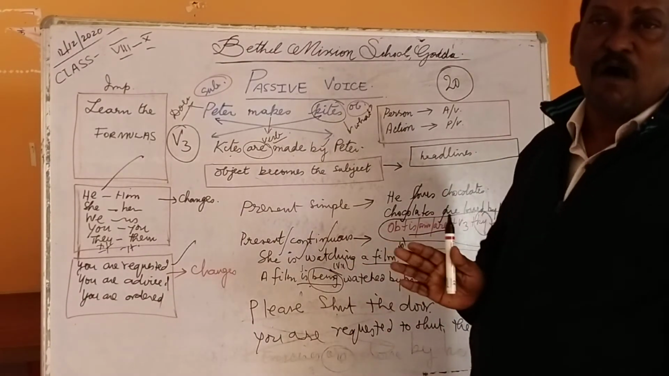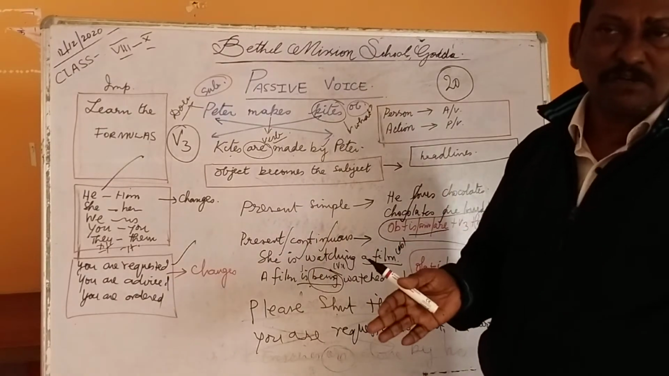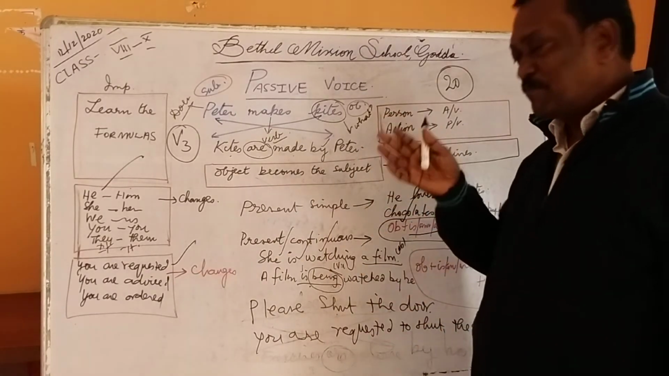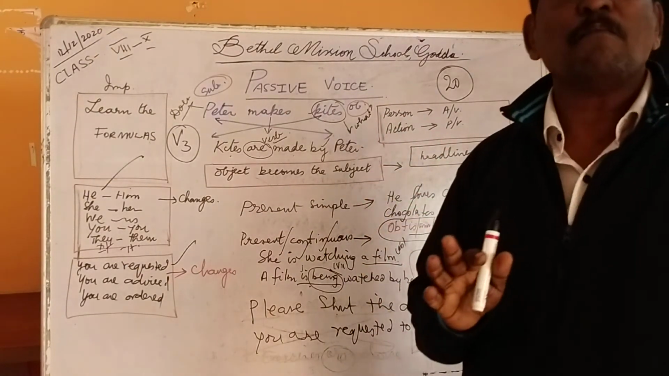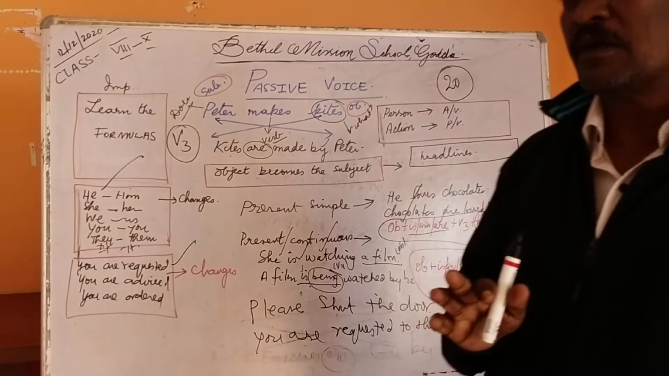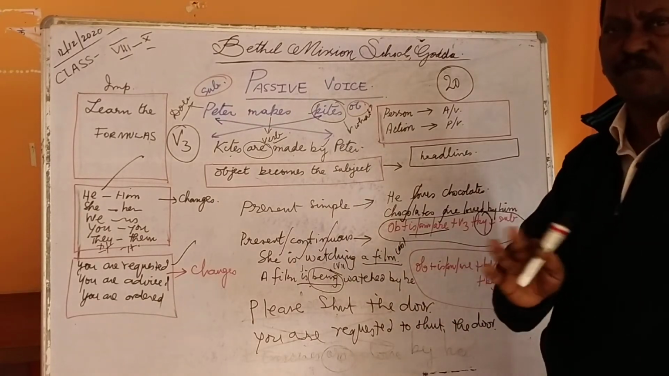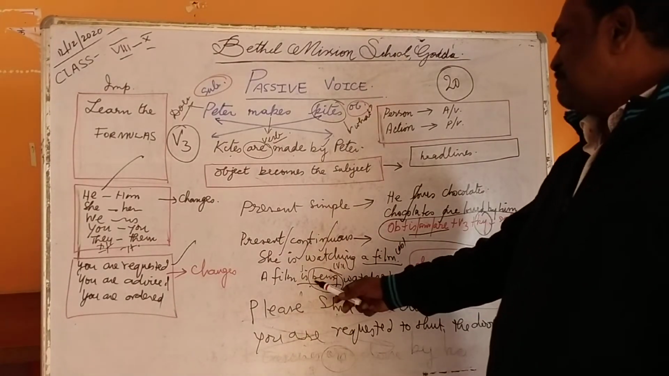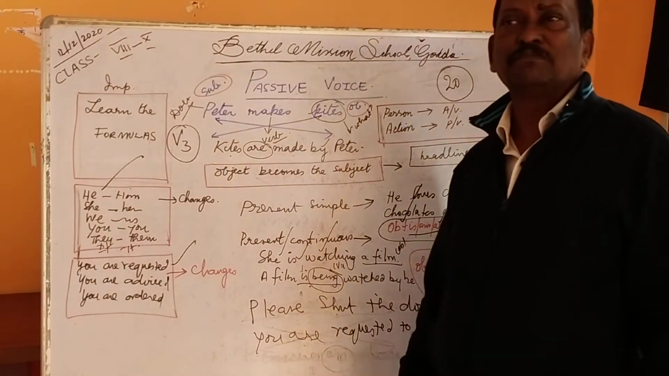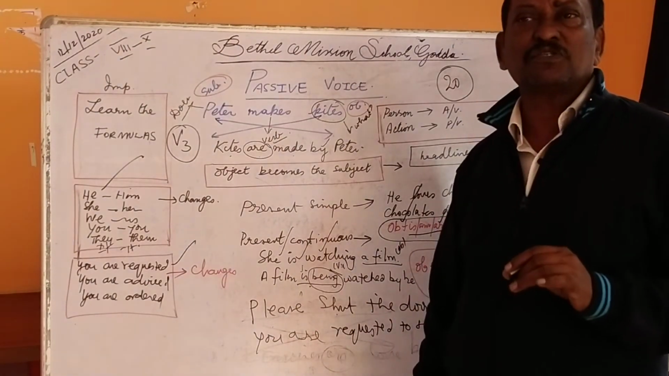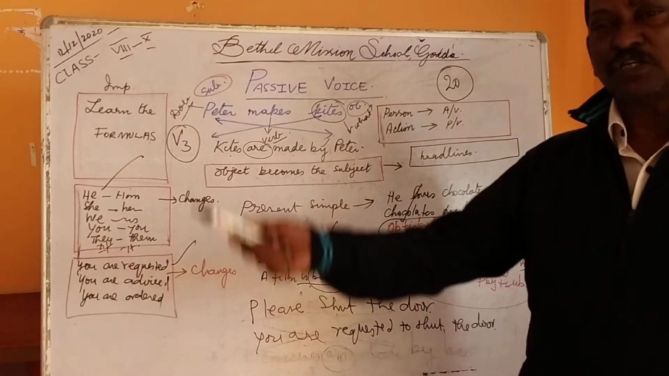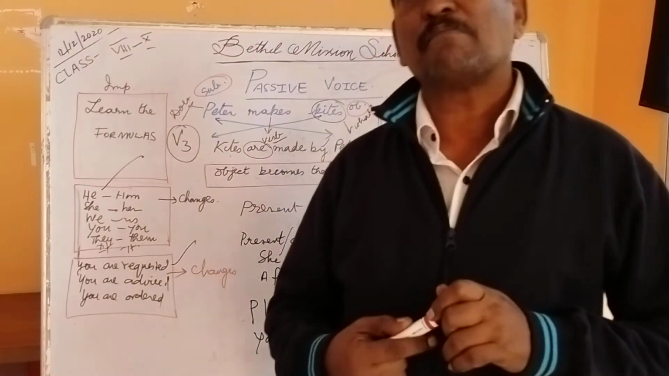Any continuous form, whether it is past continuous, present continuous, past perfect continuous, or present perfect continuous, all the continuous forms except for one or two, will have this being with them. He is singing a song. Song is the object, so a song is being sung by him.